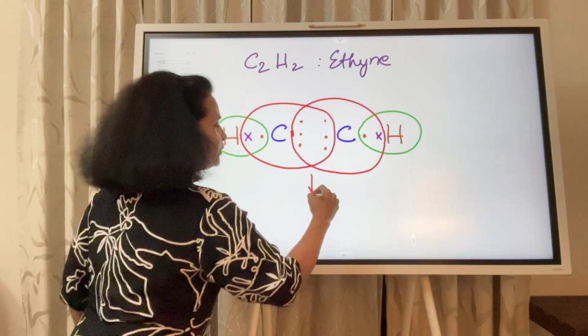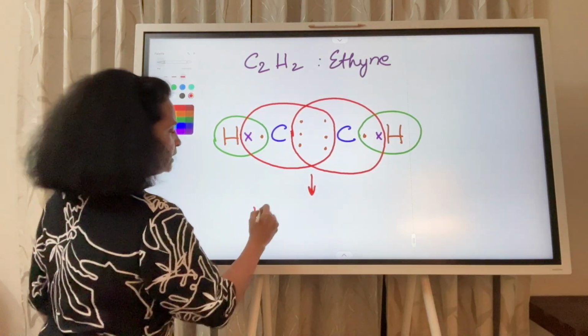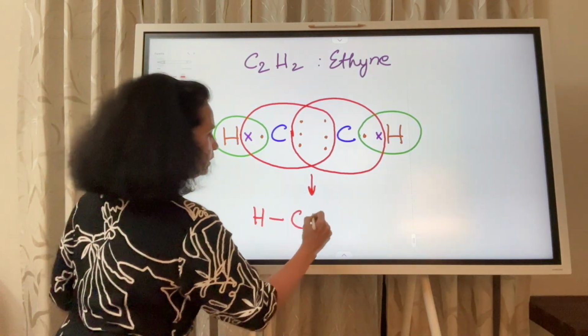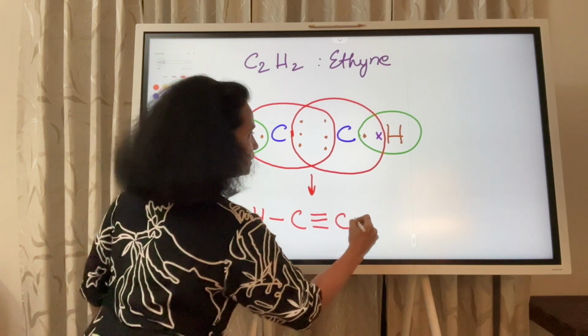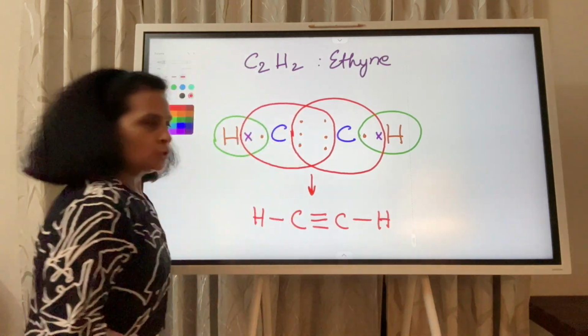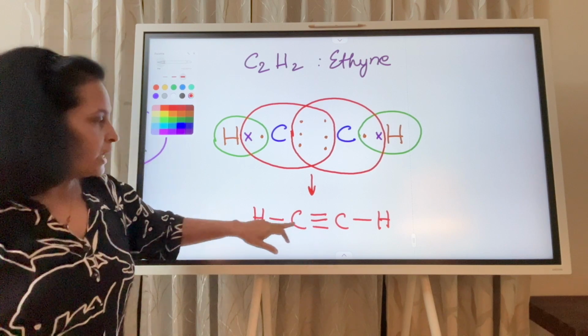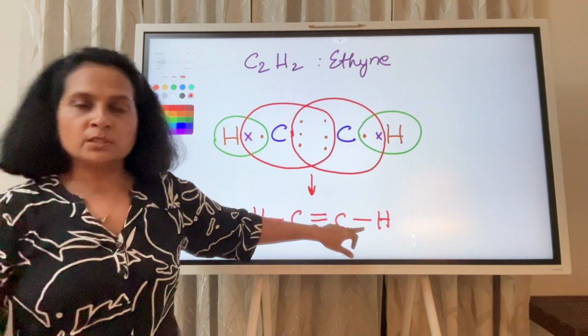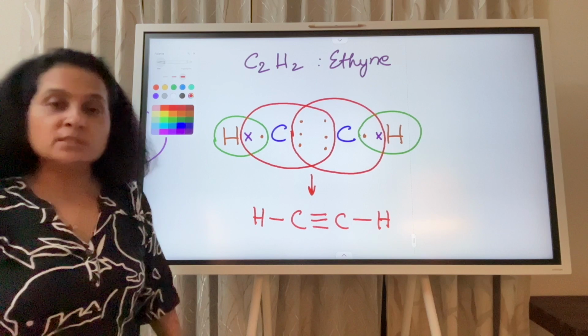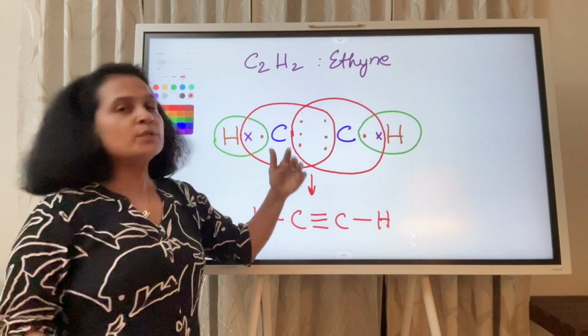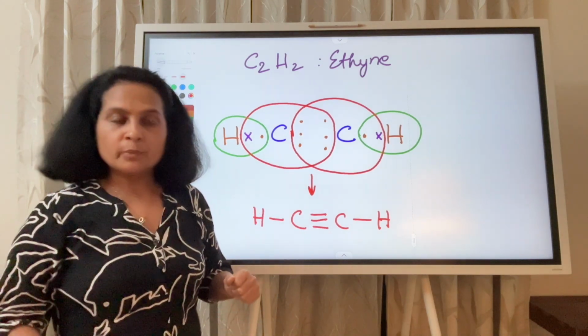Now how would I represent the bonding here? Hydrogen, single bond carbon, triple bond carbon, single bond hydrogen. So there is a triple bond between the 2 carbons, and there are 2 single bonds existing between the carbon and the hydrogen atoms. So this is how you represent covalent bonds.